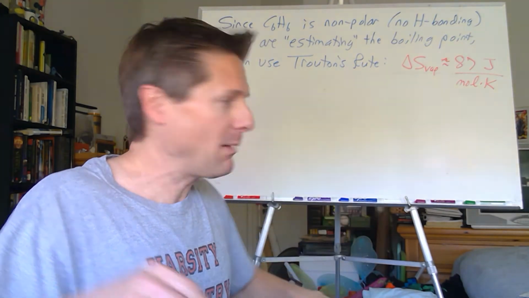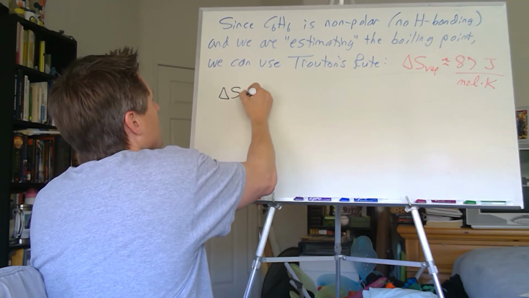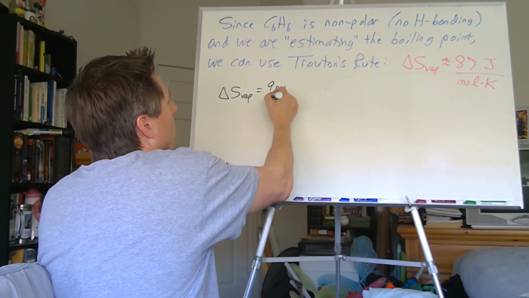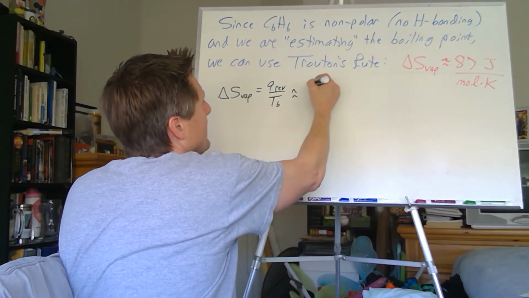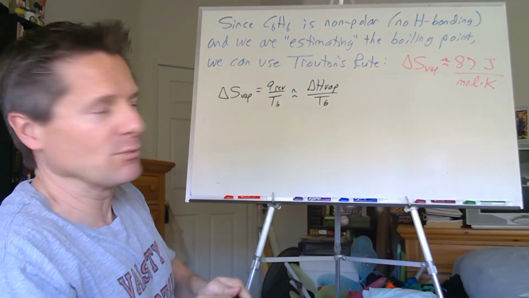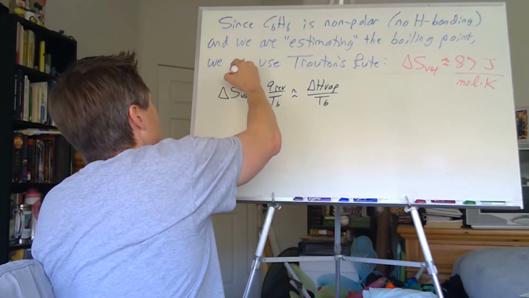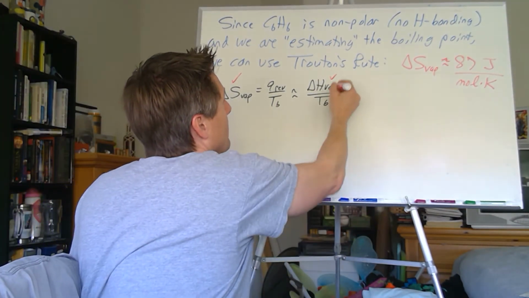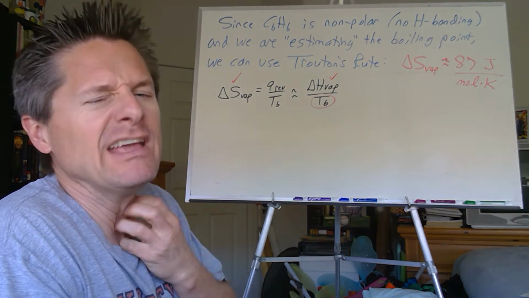We know that the change in entropy of this process is equal to Q reversible over the temperature, and this will be the normal boiling point, which will be approximately delta H vaporization over the boiling point. You don't have to put the sub b there for the boiling point. Since we are going to estimate that using Trouton's rule, and I gave you the molar heat of vaporization, we can solve for the boiling point. Once you've identified your values, it's a pretty simple process.